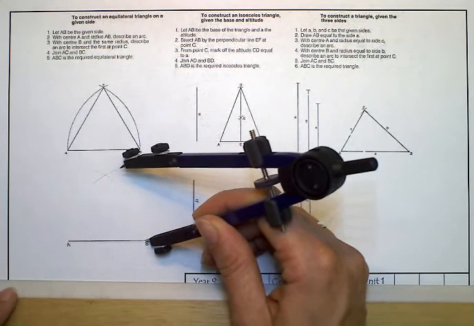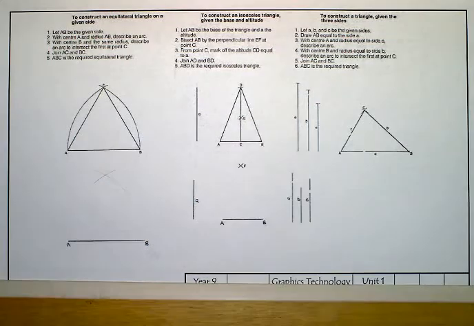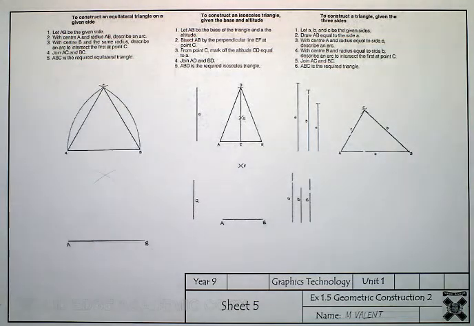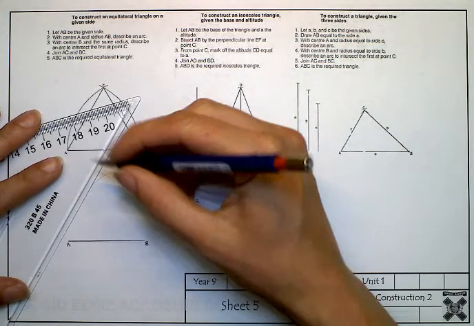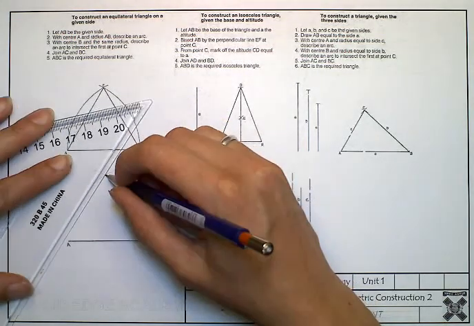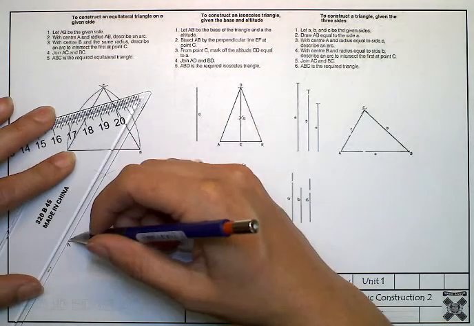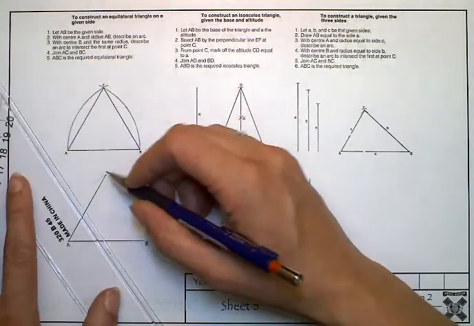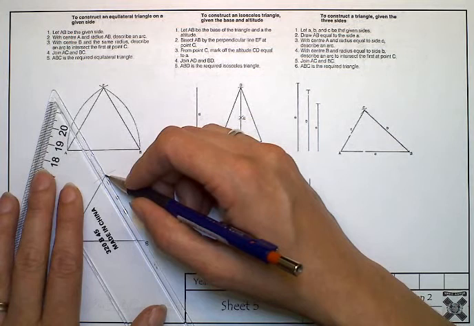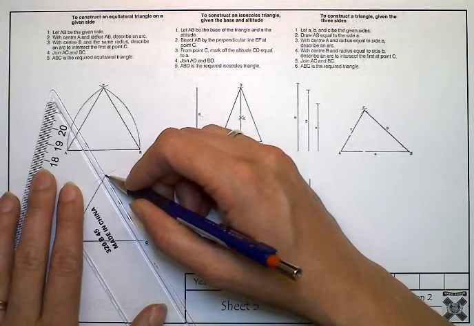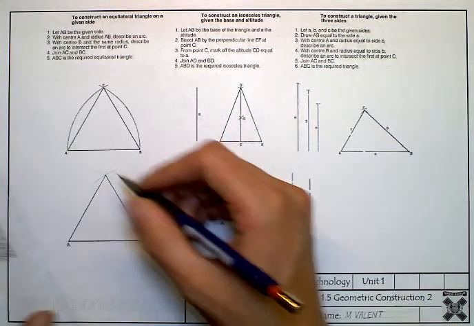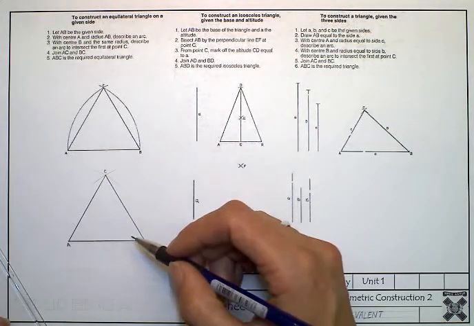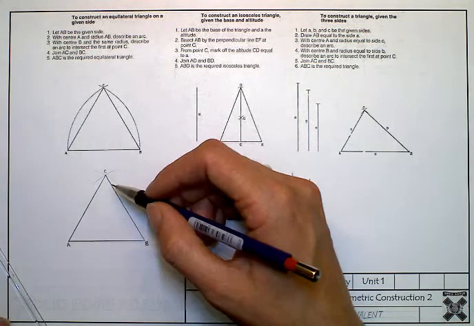Join AC and BC. Using the set square, we can line up our sides now. And in a firm outline stroke, we make a nice clean line between those points, and that is point C. Okay, so that is an equilateral triangle. All of those sides are equal.